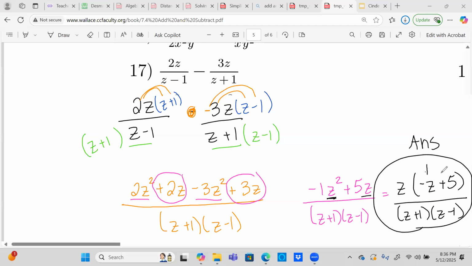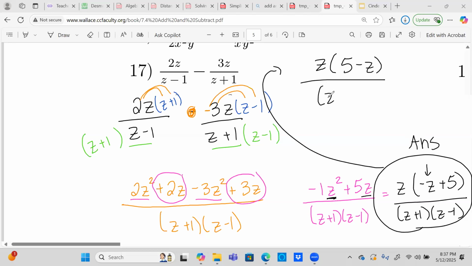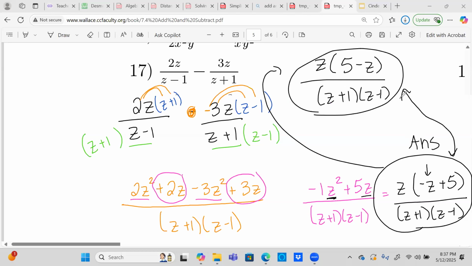Some teachers don't like a negative right there, so they might switch it, and they may say 5 minus z, because they just don't like the negative in front. It doesn't bother me. But same thing. These are both answers. Okay, that one got a little bit nasty, but we got there.